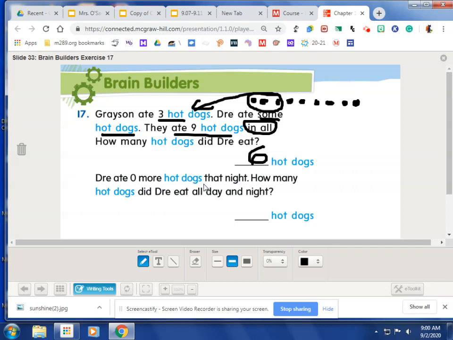Look, there's 2 parts. Whew, they're making us think. Dre ate 0 more hot dogs that night. Well, how could he? He ate 6, guys. That was a lot. Dre ate 0 more hot dogs that night. How many hot dogs did Dre eat all day and night? So, if he didn't eat any more than the 6 he ate with Grayson, then it's 6 plus 0, and 6 plus 0 means that this number stays the same. So he ate 6 hot dogs all day long.